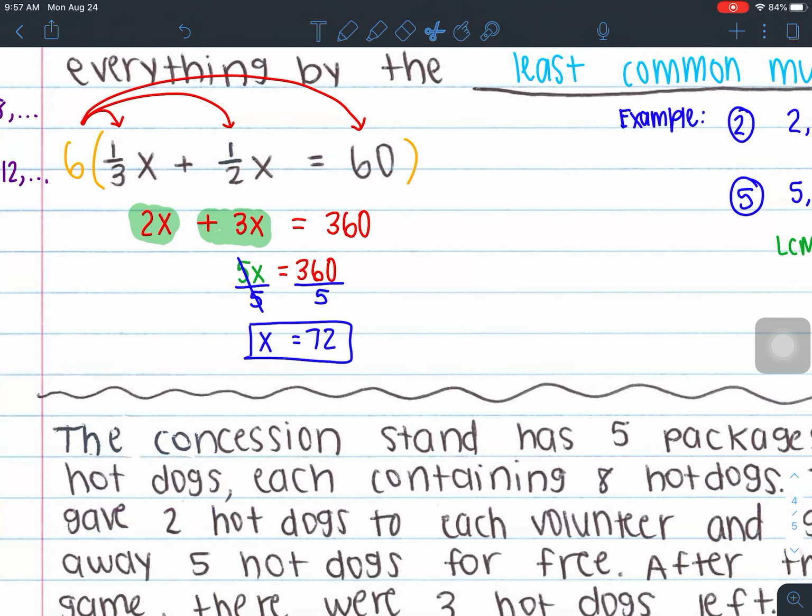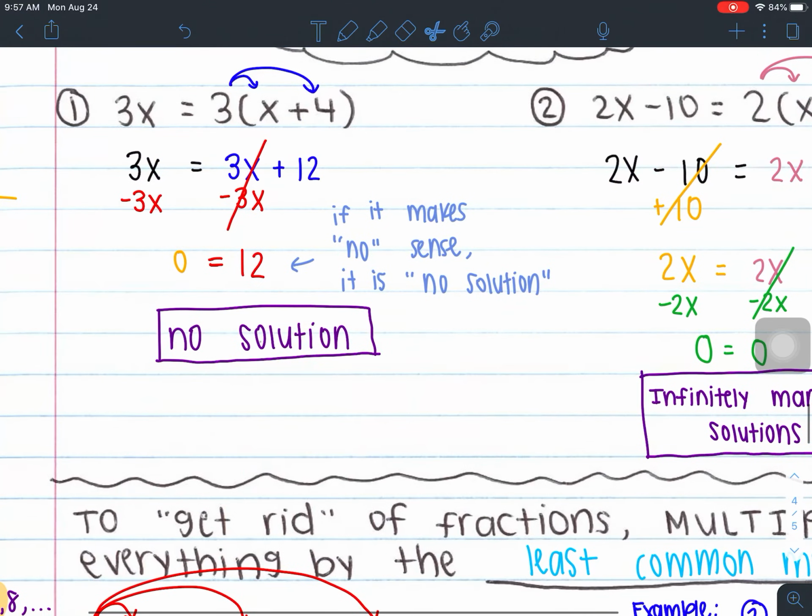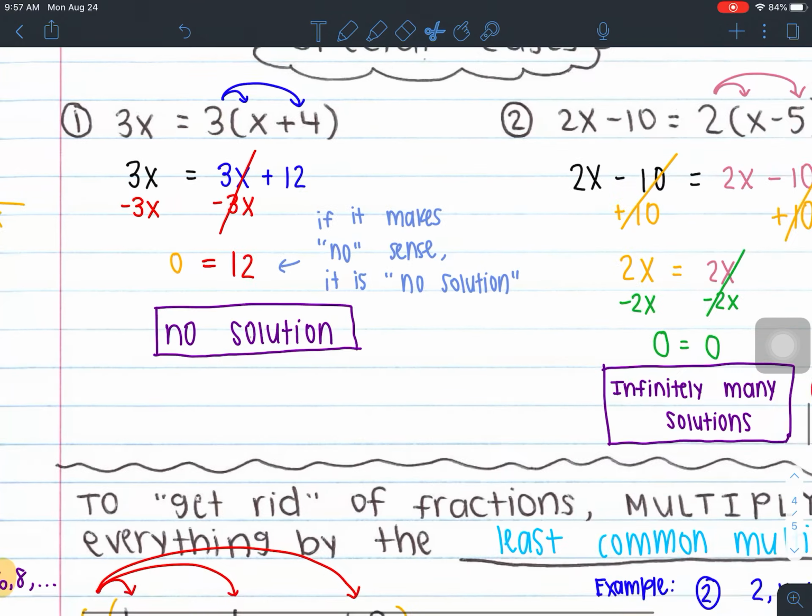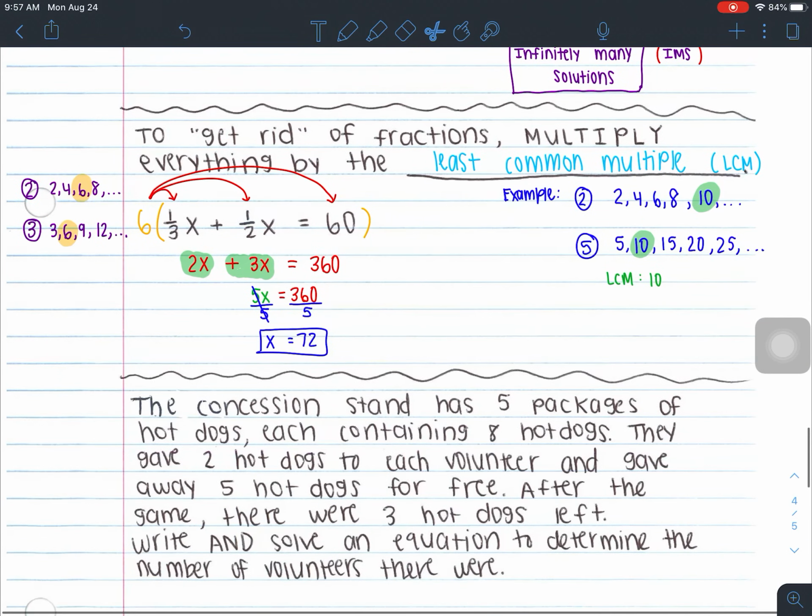Is this the only way to solve an equation? No. There's lots of ways to solve an equation, actually. So you don't always have to do one specific way. You could have moved a bunch of different things in a different order than I did, but again, there's lots of different ways to solve something.